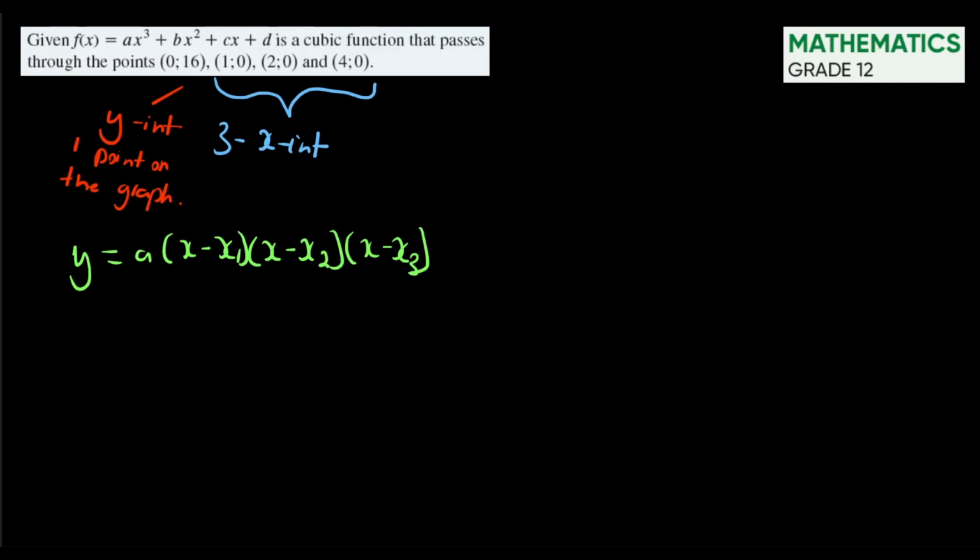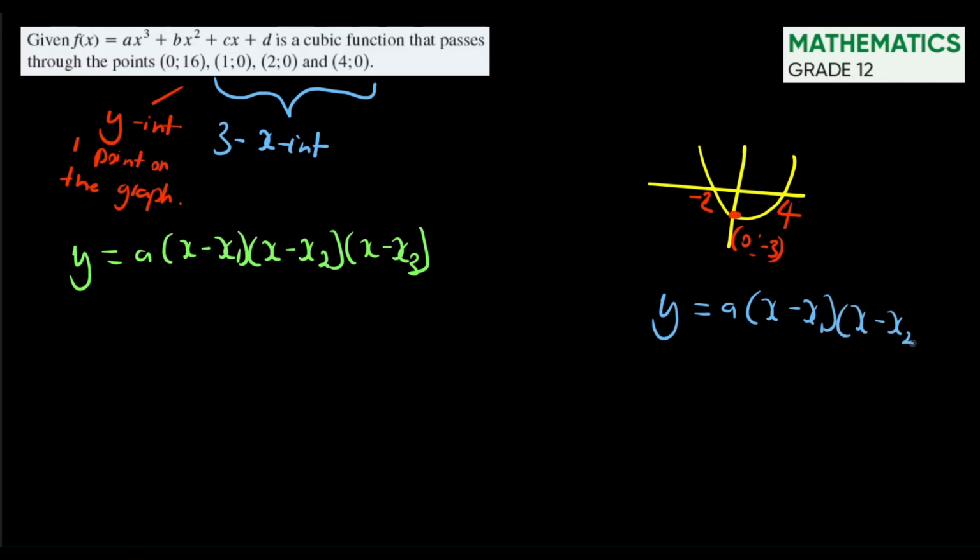Let me just jog your memory on a parabola. If you're given a parabola that has 2 x-intercepts, suppose this is -2 and that is +4, and it intersects the y-axis at (0, -3), and they ask you to find the equation of this parabola. The easiest way to do this is to use the equation y is equal to a(x minus x1)(x minus x2), where your x1 and x2 are nothing more than your x-intercepts. You can just choose what becomes your x1 and what becomes your x2, and then you substitute them there.